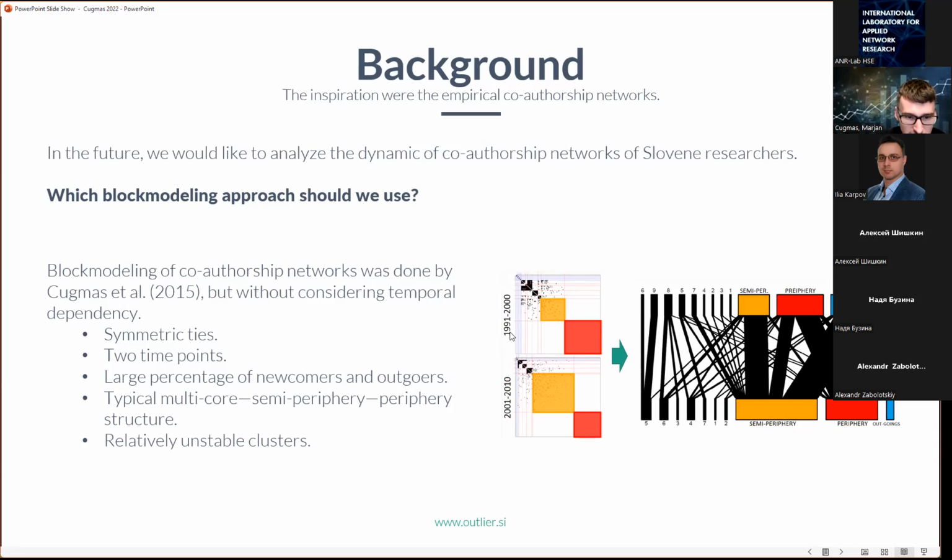So we then visualize the stability or similarity of these two partitions from these two time points with this figure here. We have these black rectangles visualizing the cores. Then we have orange for semi-periphery, for periphery, and these incomers and outgoers. Quite a large share of incomers. So the number of researchers is growing in time, but some also retire or stop publishing. But what is interesting is that we have quite a lot of dynamics, a lot of splitting and merging of groups in time and so on. So we have relatively unstable clusters.